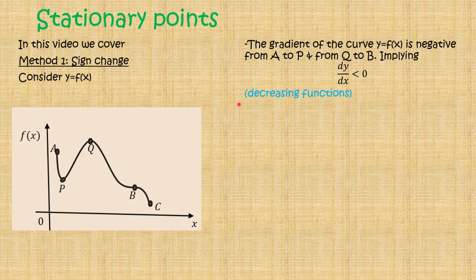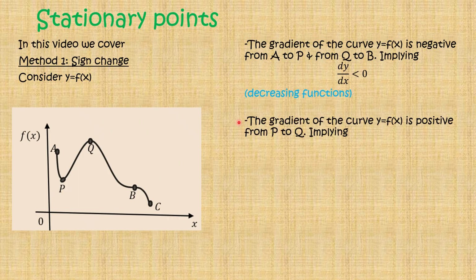Now, remember from our previous video, part 6, where we covered decreasing functions. So from a to p and q to b, these are decreasing functions in these regions. So that is what we want to recall. Now, moving on, the gradient of the curve y is equal to f of x is positive from p to q. This would imply that the dy dx is greater than 0. Therefore, from p to q, the function is increasing.